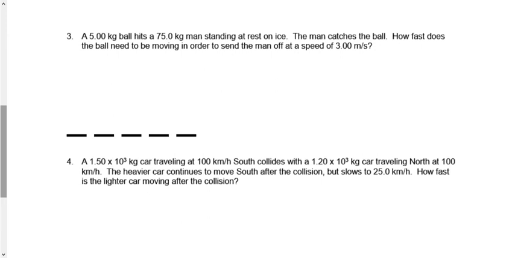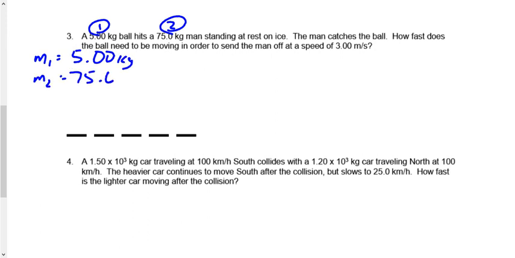So if that momentum is the same and the mass of the man/ball is bigger, well, then the velocity must be smaller, right? If the mass is quite a bit bigger, so the velocity we should expect to be quite a bit smaller. All right, let's label this as object number 1 and this one as object number 2 and write down some givens here. I'm going to say mass 1 is 5 kilograms, and I'm going to say mass 2 is 75.0 kilograms. What else do we have here?